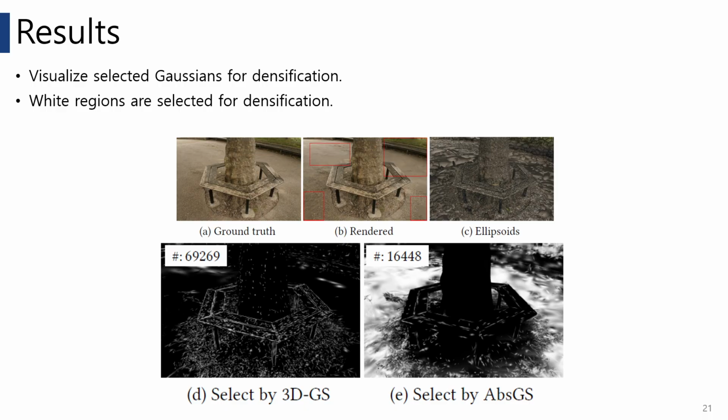In contrast, image E shows the selection by AbsGS. It selected significantly fewer Gaussians, yet the white regions clearly cover the over-reconstructed areas much better. This demonstrates the improved selection for densification achieved by AbsGS.